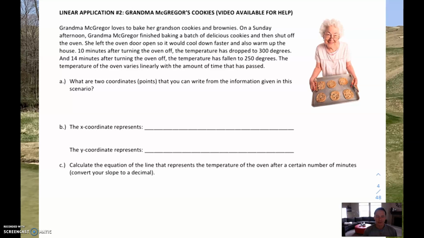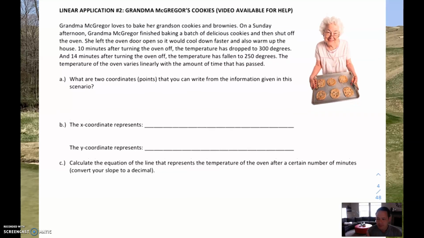Okay, we are on to the second linear application problem, and this one's going to talk about Grandma McGregor and her cookies. So hopefully you can just smell that nice scent of warm baked cookies coming out of the oven right now. Sometimes the cookie dough is just as delicious. You don't even need to bake them.